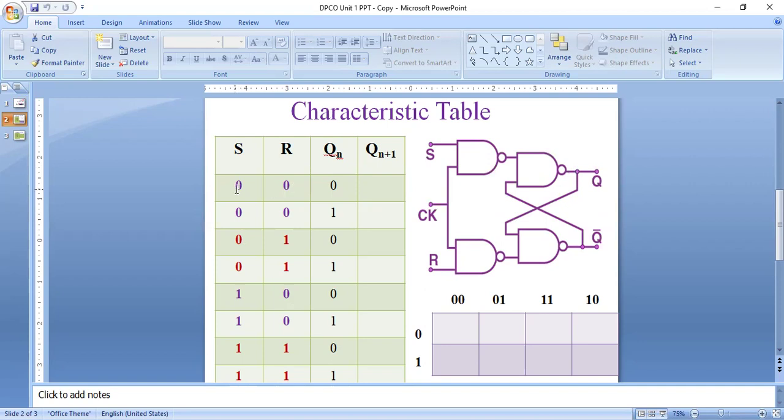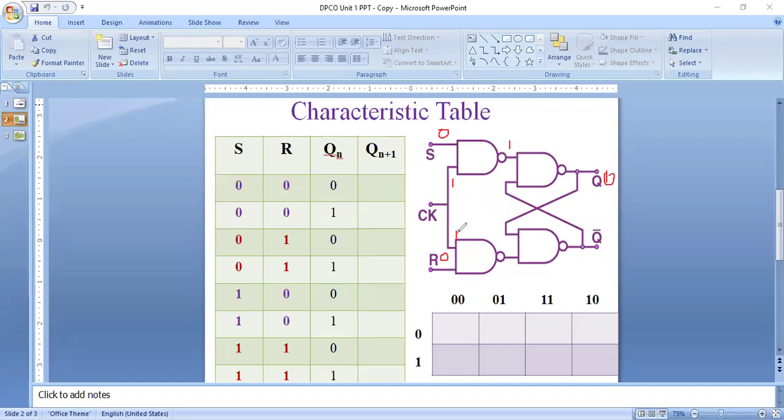Let us assume we are giving 2 inputs here, S equal to 0 and R equal to 0, and I am assuming Qn equal to 0. What will be happening here? By default the clock pulse is taken as 1. So 0 AND 1 will be 0. On performing the NOT operation, the output will be 1 here.